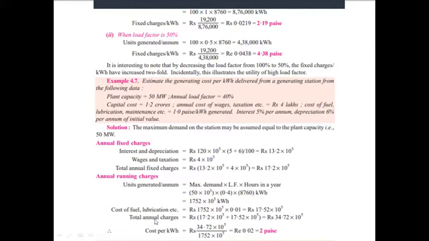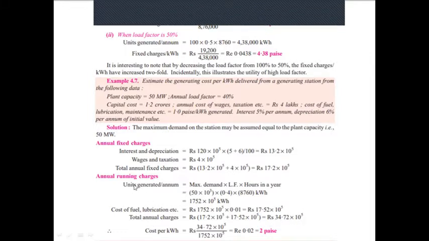Now total annual charges will be equal to the sum of fixed charges and running charges, whatever you have calculated. Sum of this you will get rupees 34.7 into 10 to the power 5. So this amount is the total annual charges, which is the sum of fixed charge and running charges. This amount is required for generating the total units, and the total units you estimated is 1752 into 10 to the power 5 kilowatt hour.